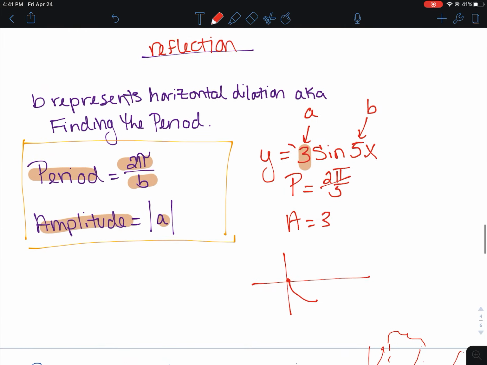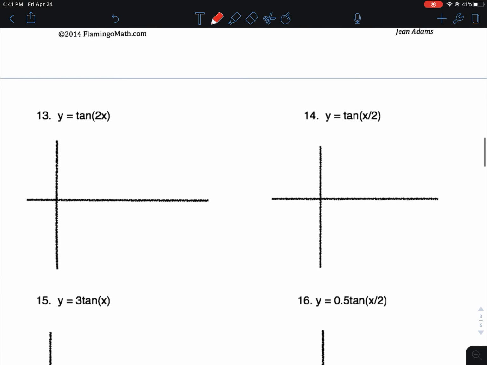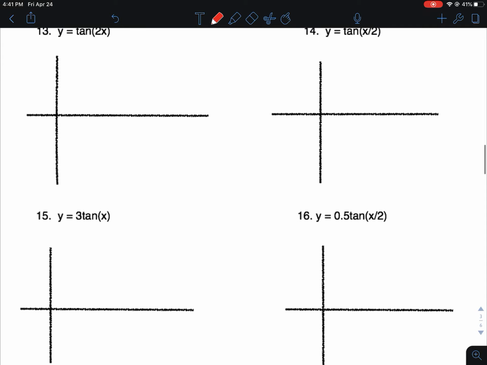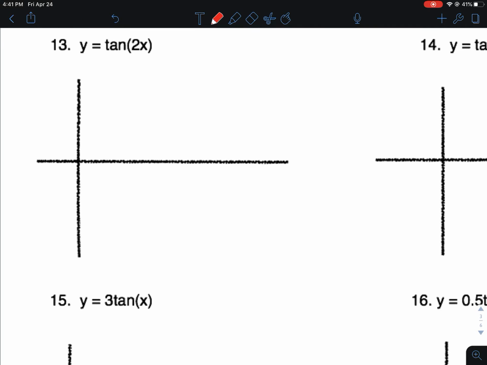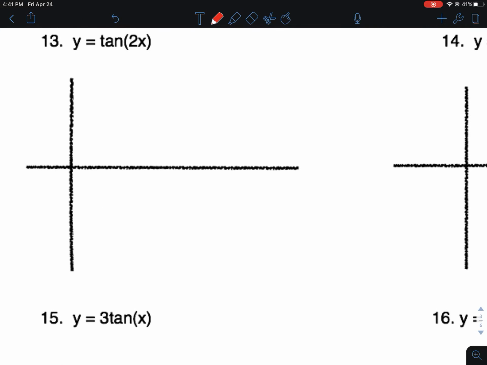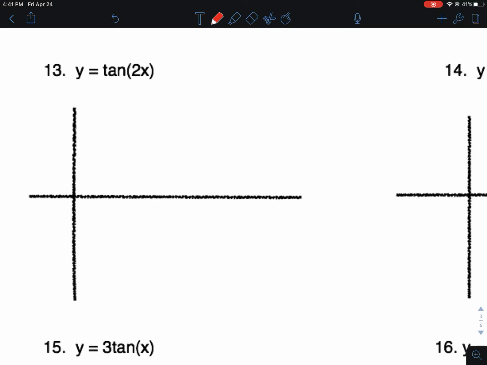So let's try one of the ones we have in your practice. Let's try y equals tangent of 2x. Okay? So first, our a value is 1. So I'm still going to mark it here at 1 and -1. That's going to be helpful to me later.